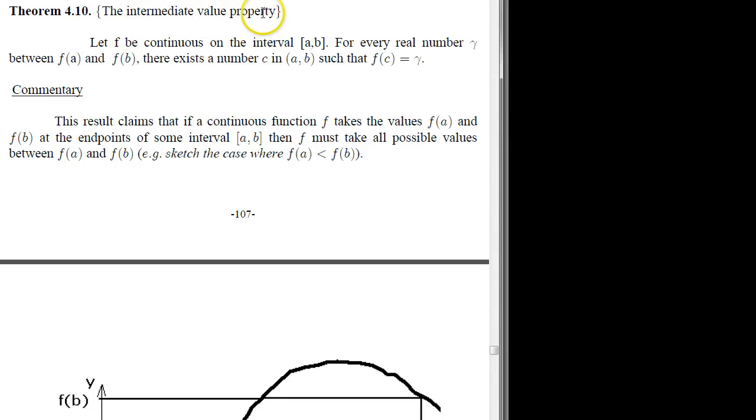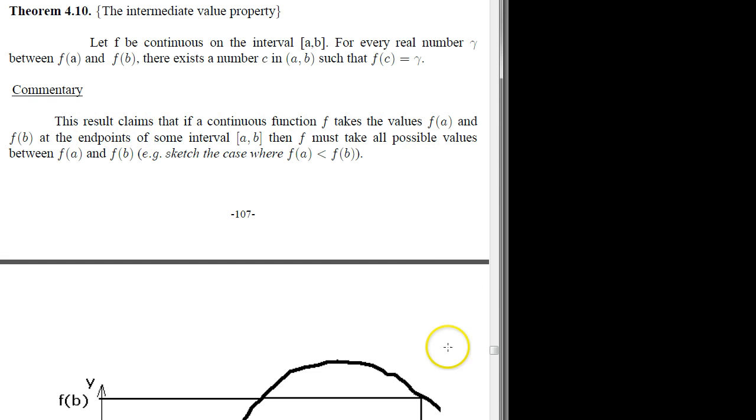The intermediate value property, let's have a look at this then. Let f be continuous on the interval [a, b]. For every real number gamma between f(a) and f(b), there exists a number c in [a, b] such that f(c) equals gamma. So, what does that mean?